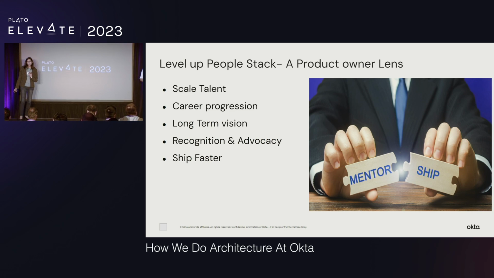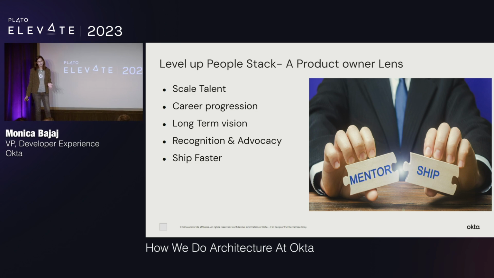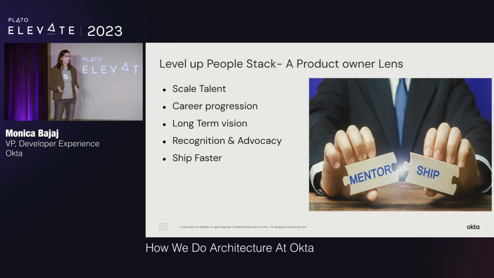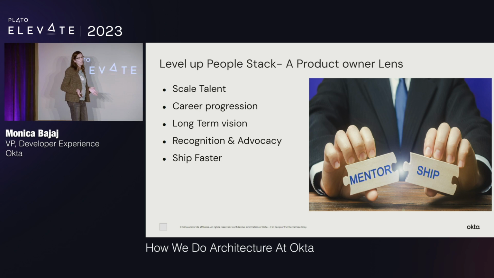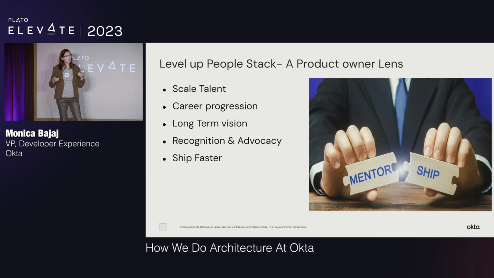So from a product owner lens, when it comes to people stack, scaling the talent is really, really important. By leading these cross-collaboration efforts across the board on large technical initiatives, it is really important that my engineers continue to learn new technologies, new best practices, and architecture principles. Career progression is equally important because I want them to look and understand what a day of an architect looks like. And that can happen only when they spend time.